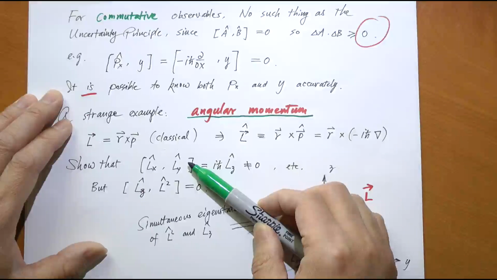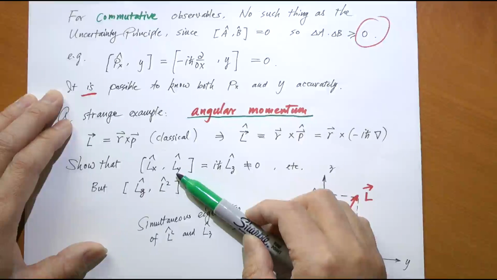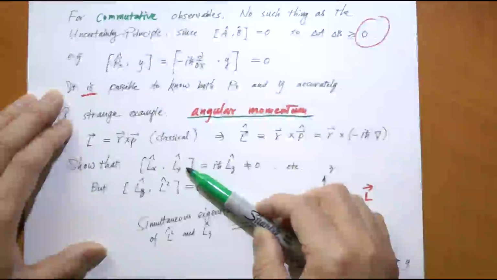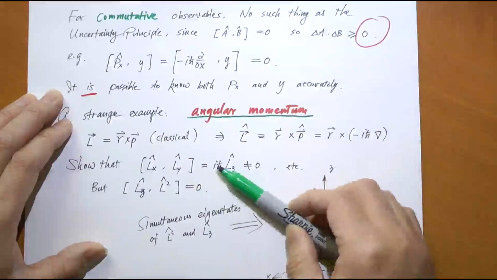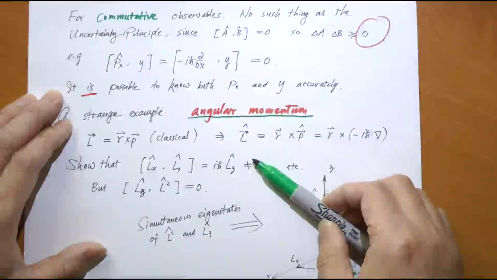Isn't that strange? That means it is impossible for us to find both the x and the y components of the angular momentum of this particle accurately. There is an uncertainty relation between them. In fact, the commutator is not equal to 0, and it's not even a constant; it equals i h bar Lz. Okay, it's not equal to 0.